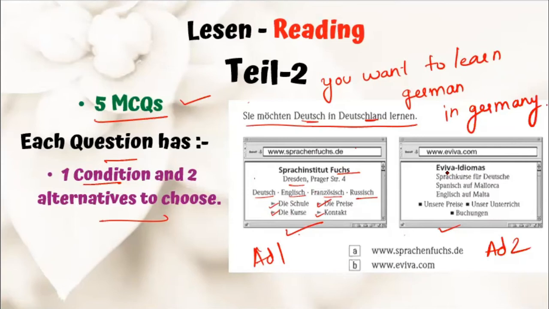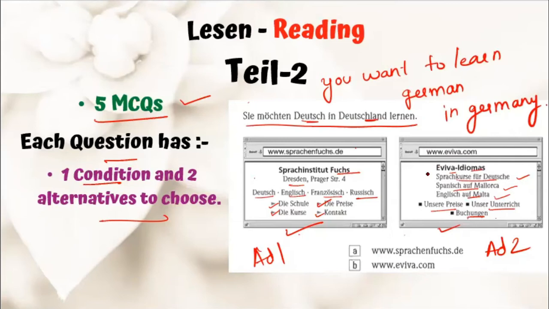This is EFIFA Idiomas, where V is pronounced as F. Sprachkurse für Deutsche, Spanisch und Mallorca, English auf Malta. They are also providing the price, like unser Unterricht, that is our classes, Buchungen. So there is information provided about courses. Now, what is the difference between these two?